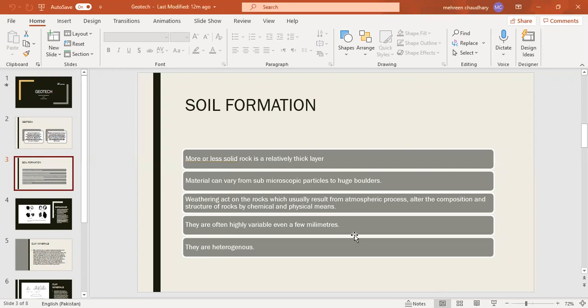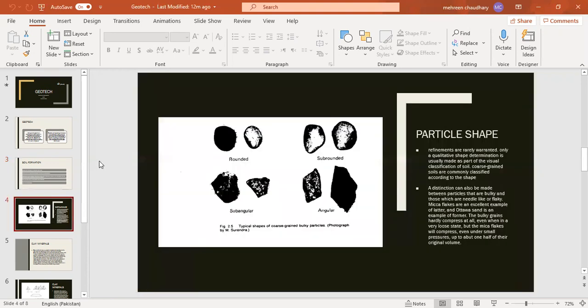They are often highly variable, even within a few millimeters. They are heterogeneous rather than homogeneous. Particle shape. Refinements are rarely warranted, only a qualitative shape determination is usually made as part of the visual classification of soil. Coarse grained soils are commonly classified according to the shape. A distinction can also be made between particles that are bulky and those which are needle-like or flaky. Mica flakes are an excellent example of the latter, and Ottawa sand is an example of the former.